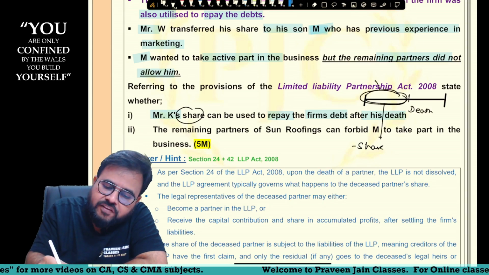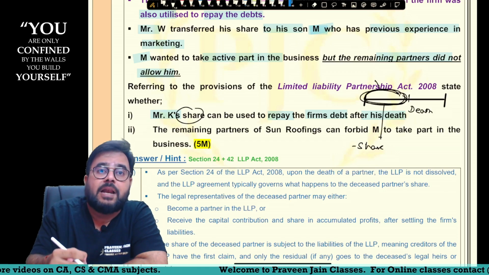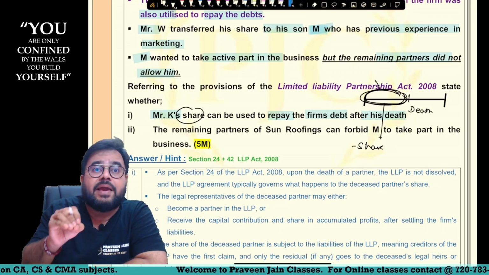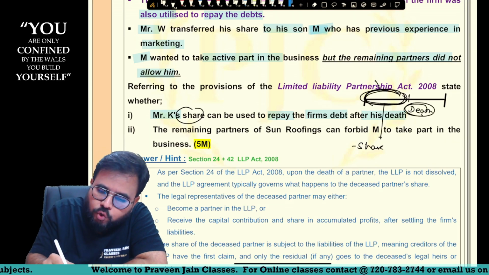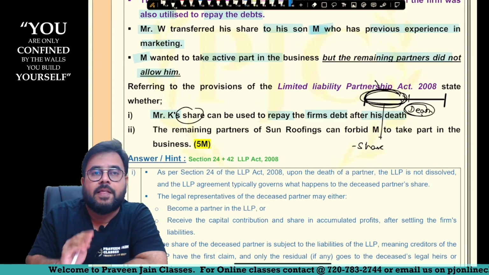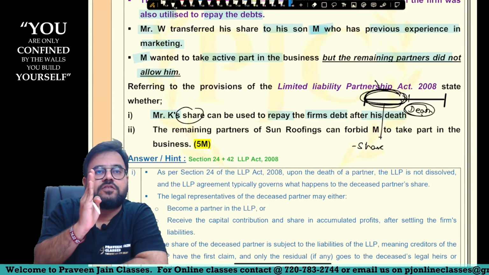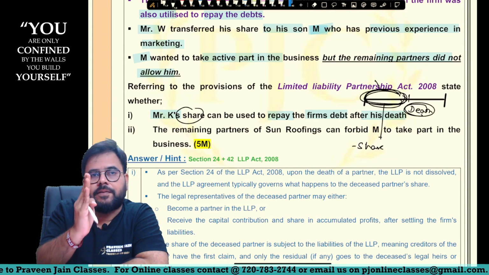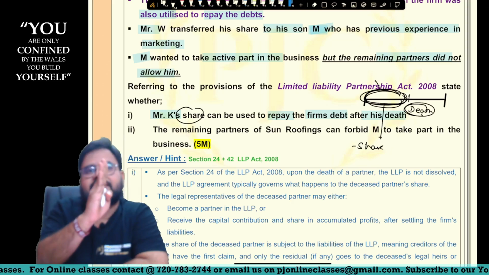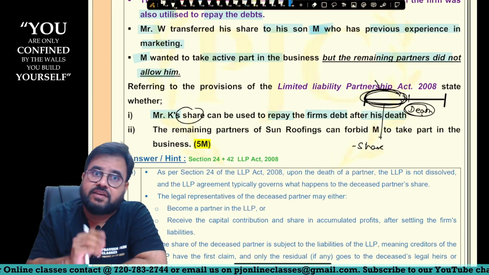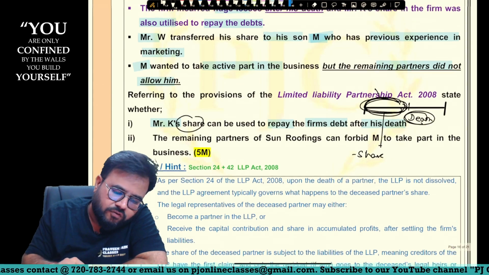Can I say during this period only, if at all the LLP has done some business and the LLP has incurred some loss, so can I say he died in this period? During this period he was the partner, no bhai. So can I say whatever loss is attributable to that particular business which was done before his death, can I say that loss can be adjusted against the share? Answer is yes, sir. And that is what I have written.